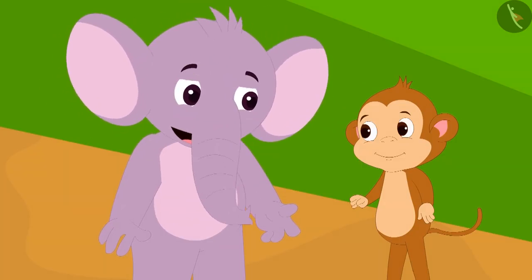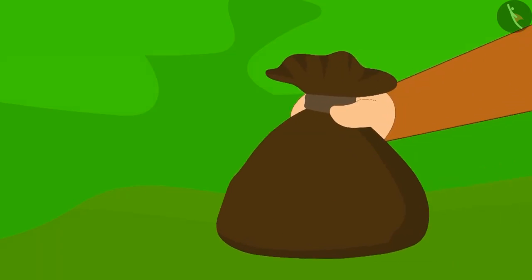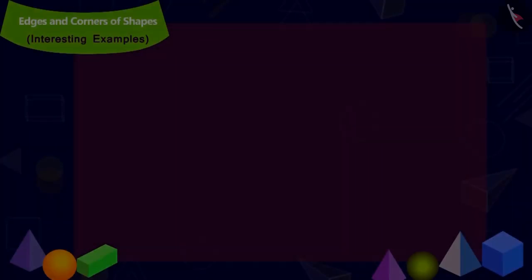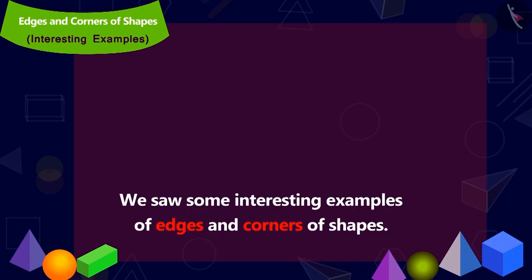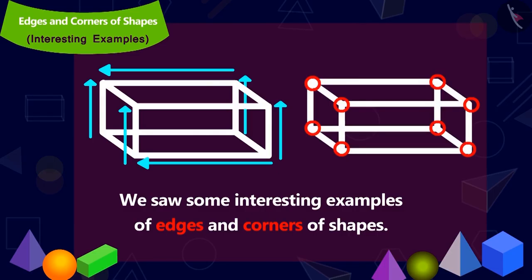Apu explained the correct answer to Babban and took money for the peda from him. At last, Babban learnt a lesson. Children, in this lesson, we saw some interesting examples about the edges and corners of shapes.